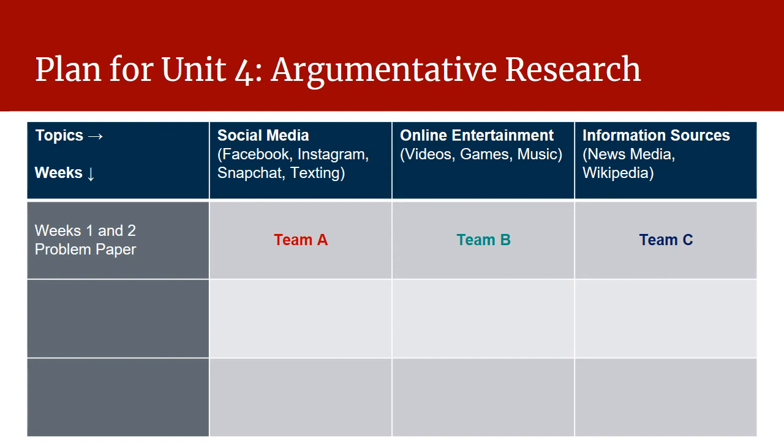As we head into this next section of our research, we're going to change topics. So now Team C for the causes paper is going to write about social media. Team A that was doing social media is going to move and write about online entertainment, and Team B that was doing online entertainment will now write about information sources.